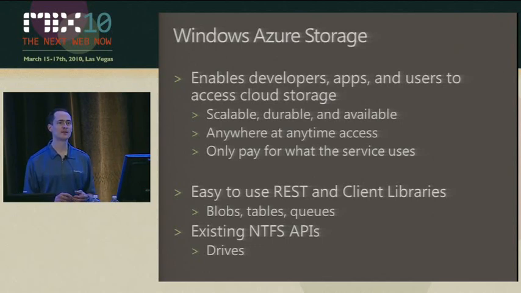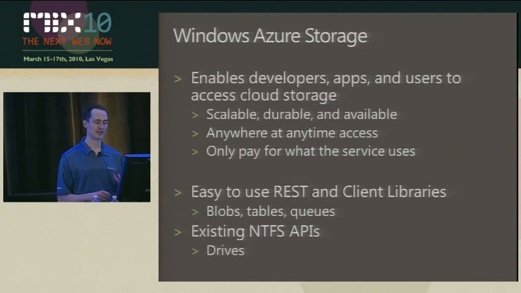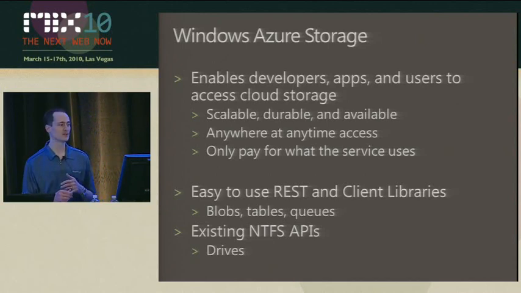Now, the three fundamental data abstractions we provide access to are blobs, tables, and queues for constructing and building your applications. And these are available via very easy-to-use REST interfaces as well as simple-to-use storage client libraries. Now, recently, we also made available what we call Windows Azure Drives. This allows your applications to use existing NTFS APIs to access a network-attached durable drive.